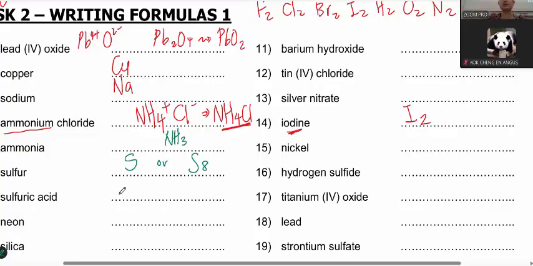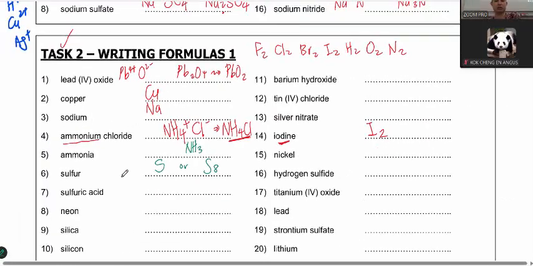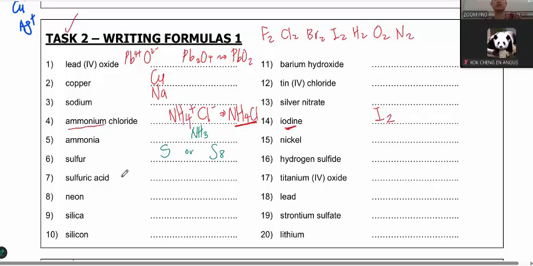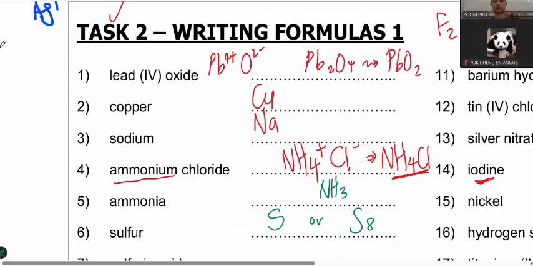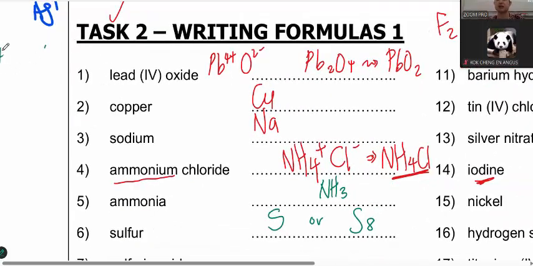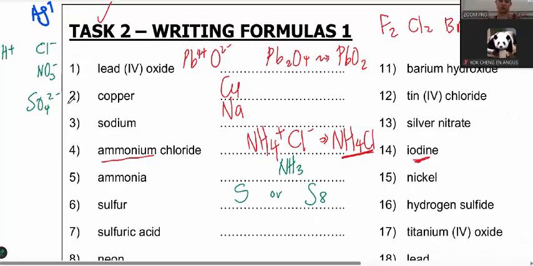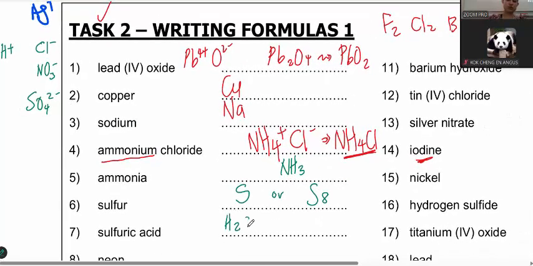Now, sulfuric acid. I don't know whether I told you that day. The acids, right? If it's an acid, it must have hydrogen ion. All acids must have hydrogen ion. If it's hydrochloric, it's with a chloride ion. If it's nitric acid, it's with a nitrate ion. If it's sulfuric acid, it's with a sulfate ion. So H2SO4.